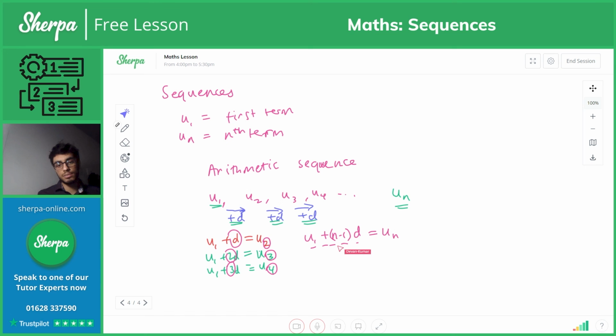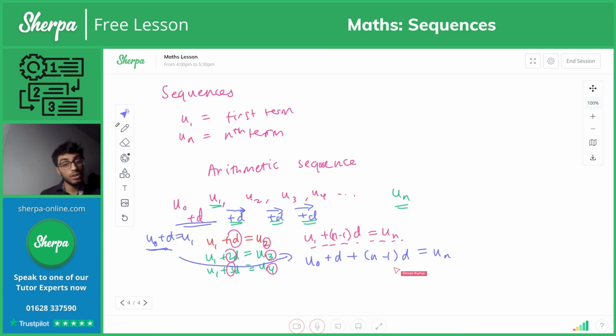So this is actually something we can find out. But then I like to take it a step further and say, well, what about u0? Well, u0 plus d equals u1, as we can see from this here. So let's replace this expression for u1 into this formula over here. If u1 is equal to u0 plus d, then u0 plus d plus n minus 1 times d equals un. Or in other words, u0 plus n minus 1 plus 1 times d equals un.